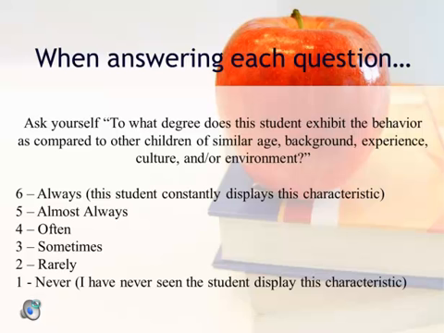When you go through, consider this question: how often or to what degree do the students exhibit these behaviors? 6 would be, I'm constantly seeing these behaviors. They're often daily demonstrating these behaviors to me, down to 1, which is I've really never seen a student demonstrate this behavior.